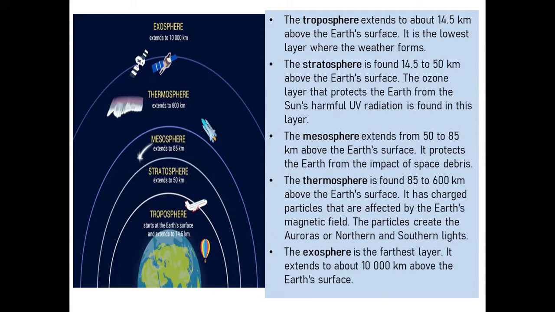The mesosphere extends from 50 to 85 kilometers above the Earth's surface. It protects the Earth from the impacts of space debris. The thermosphere is found 85 to 600 kilometers above the Earth's surface. It has charged particles that are affected by the Earth's magnetic field. The particles create the auroras or northern and southern lights. And the exosphere is the farthest layer. It extends to about 10,000 kilometers above the surface of the Earth.